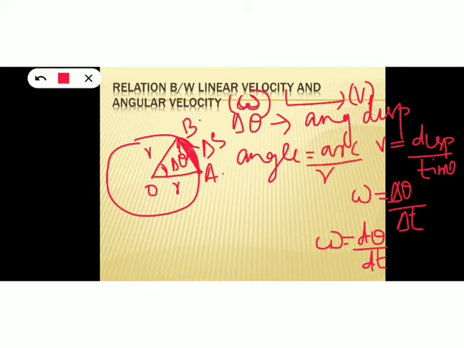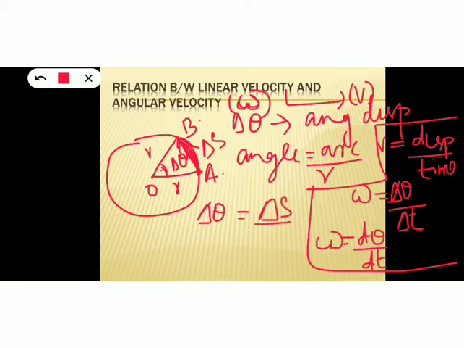So here, what is the angle? Angle delta theta is equal to arc, which is the arc here. This is our linear displacement, delta s, by r, isn't it? So from this you will get delta s is equal to r into delta theta, right? Delta s is equal to r into delta theta.